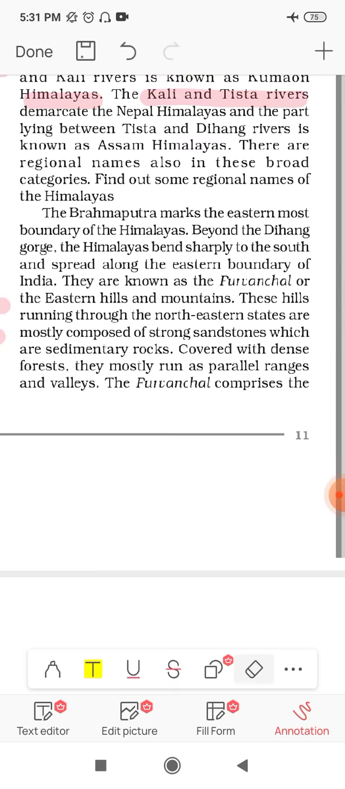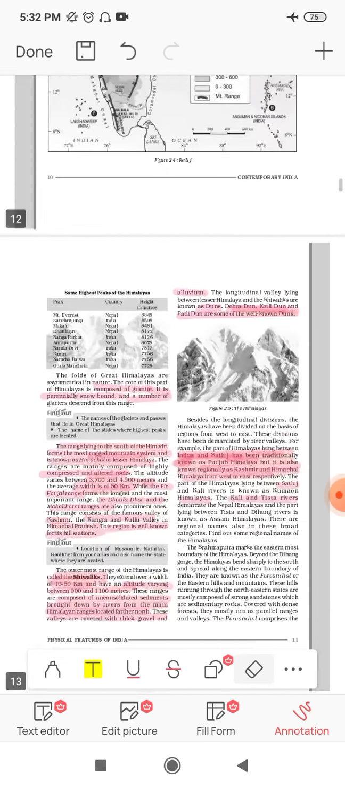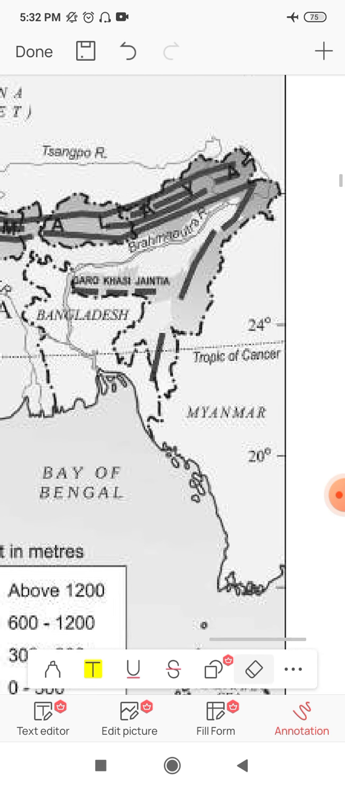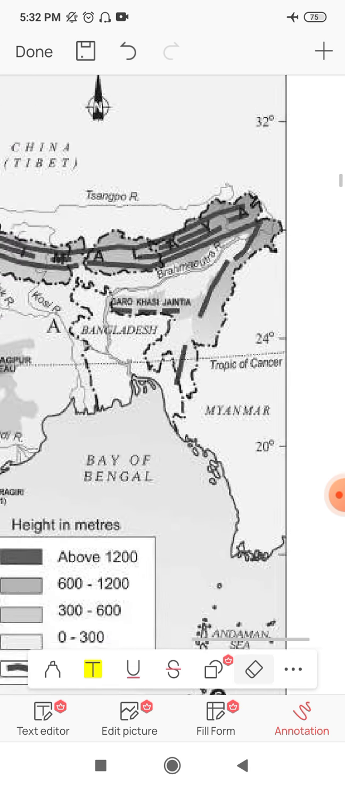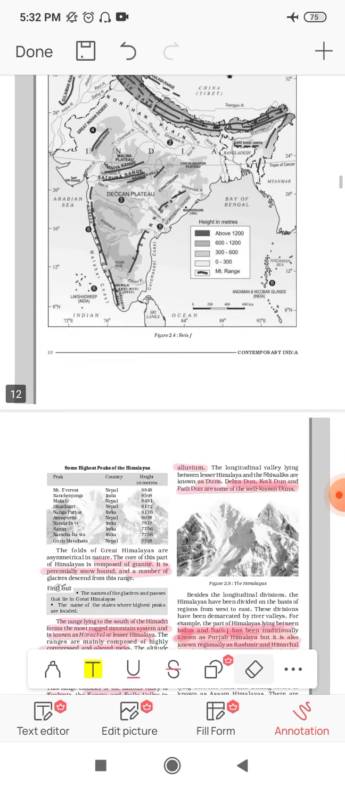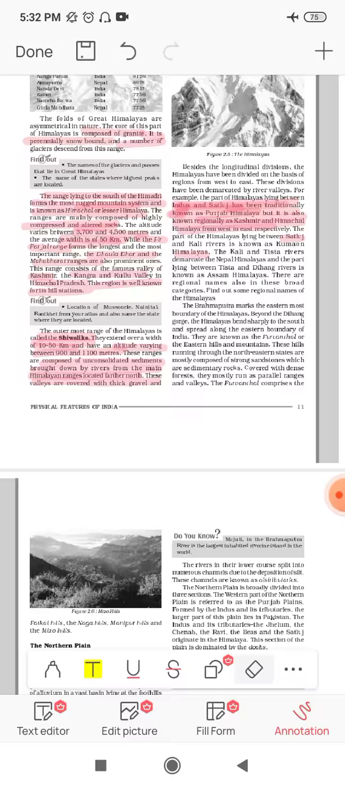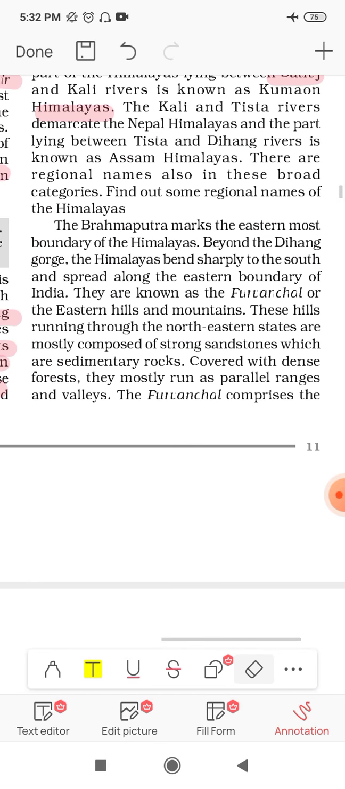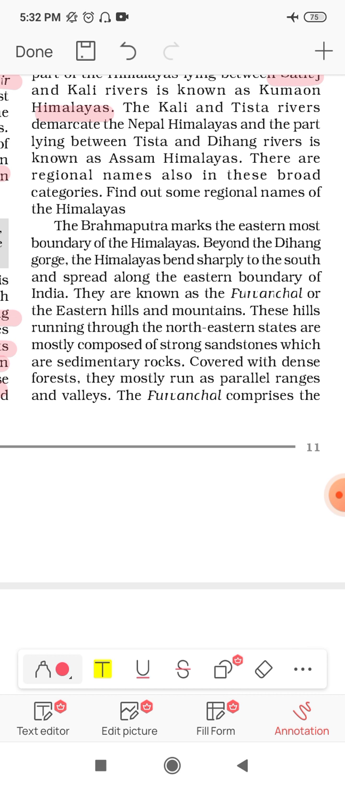Now next we will see, the Brahmaputra marks the easternmost boundary, as I have shown you in the map, that in the extreme eastern part of Himalaya we have this Brahmaputra river. So the Brahmaputra marks the easternmost boundary of Himalaya. Beyond the Dihang Gorge, the Himalaya bends sharply to the south and spreads along the eastern boundary.